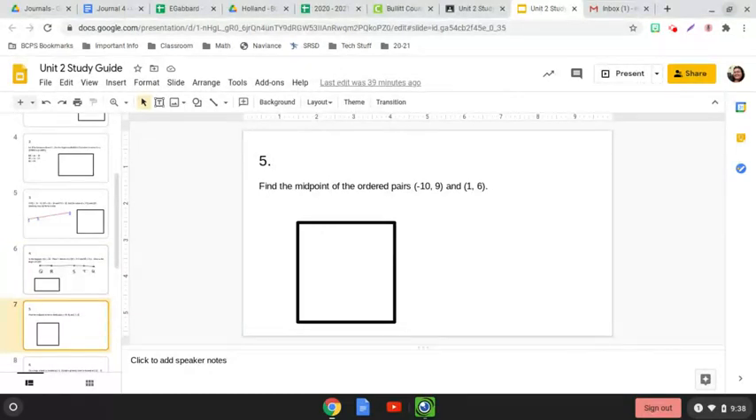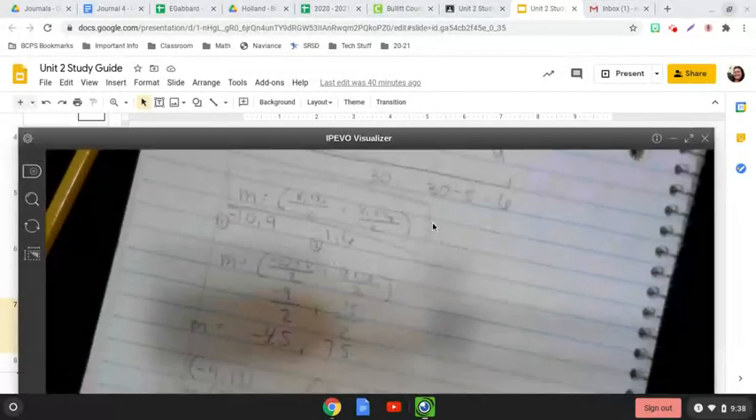Five, we're going to get into our midpoint. If you do not have the midpoint formula right in front of you, you need to get that. Lucky for you all, I'm going to give you the midpoint and the distance formula, so you do not have to have that memorized, but you do have to know how to use it. Number 5 tells us to find the midpoint of the ordered pairs -10, 9, and 1, 6.